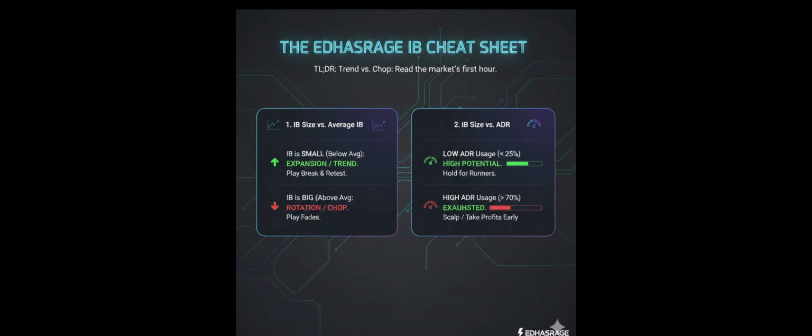Let's talk about rotation days really quick, because I feel like I got a lot of questions about this and why I take certain rotations or fades versus continuing with trend. So if the initial balance is above average, the 10-day average, and a big chunk of the ADR is already consumed, I'm thinking, all right, this is probably going to be rotation. So I just need to make sure that there's not a 5-minute close beyond the IB range.